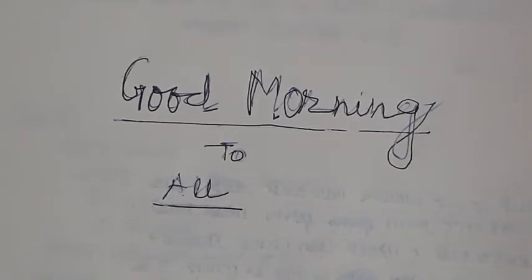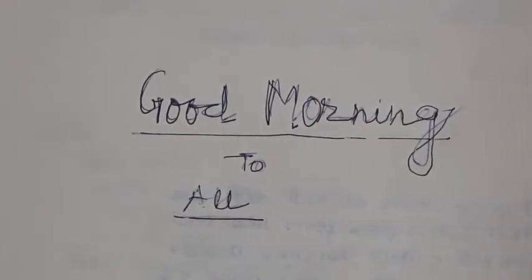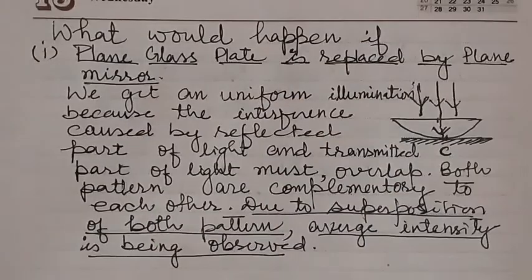Today, in continuation of the Newton ring topic, I'm interested in discussing some important problems related to Newton rings. These problems are quite conceptual, so they need proper understanding. So the first problem in this video lecture that we are going to discuss is: what would happen if the plain glass plate is replaced by a plain mirror?